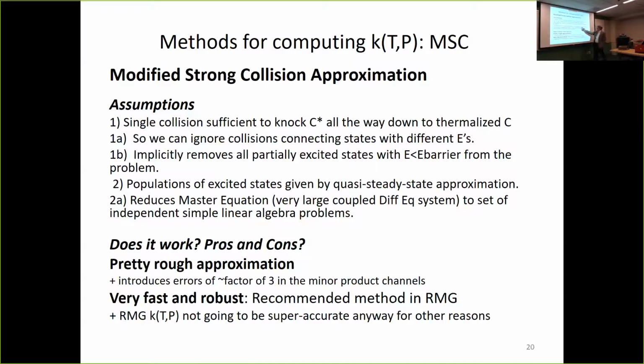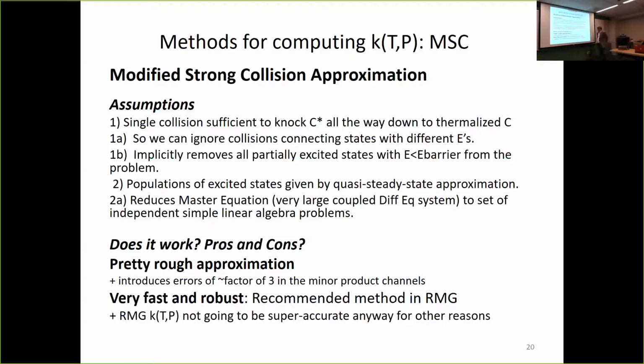And then it says, make a quasi-steady state approximation on the excited states. Now, that's probably what you would have done anyway. So that seems very reasonable, because those states are just transient, highly energized molecules. They're not going to live very long. And the effect of this whole thing is to take the master equation, which was a very large system of coupled differential equations, to be a set of a smaller number of simple linear algebra problems. And you can solve each of them like snap. And so it's super easy.